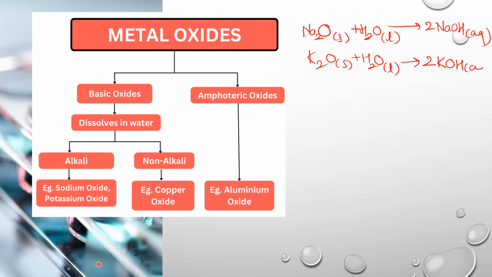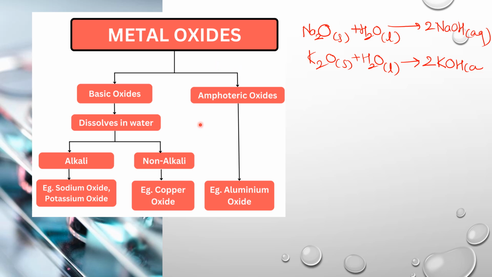As you can see on the screen, the concept map for the metal oxides is divided into two parts: basic oxides and amphoteric oxides. First of all, we will deal with the basic oxides, which are divided into two parts: alkali and non-alkali. Alkali means those which dissolve in water. Sodium oxide and potassium oxide, when reacting with water, give rise to bases, that is NaOH and KOH. These are the alkalis, which are basic oxides. But non-alkali, like copper oxide, does not dissolve in water.